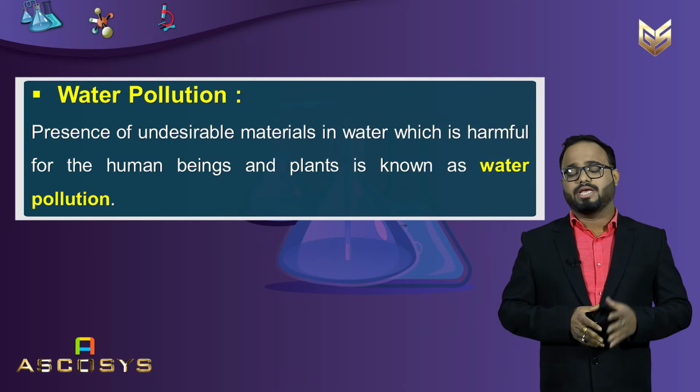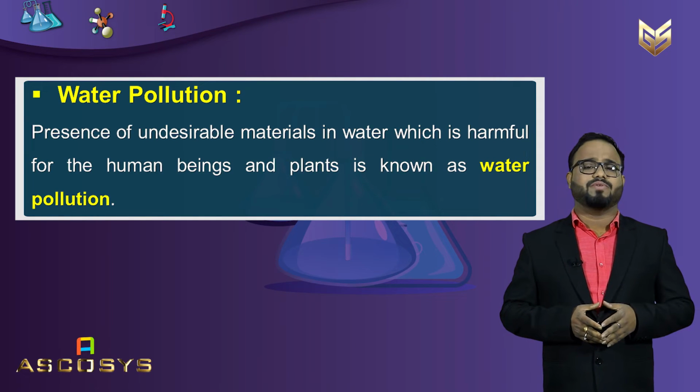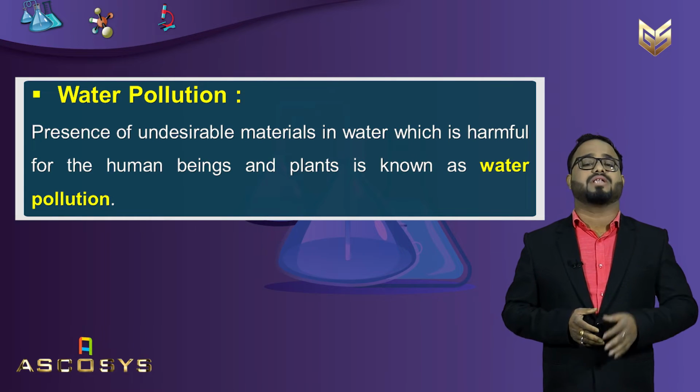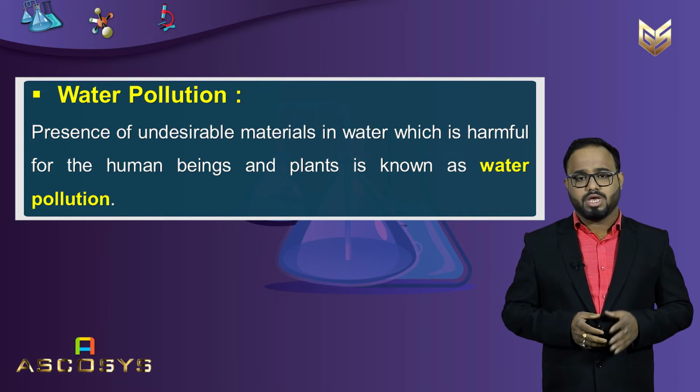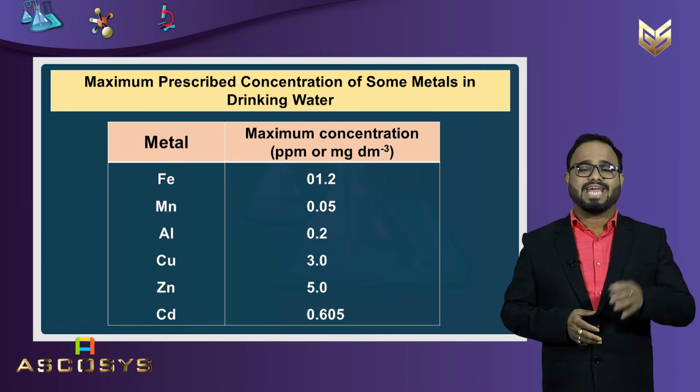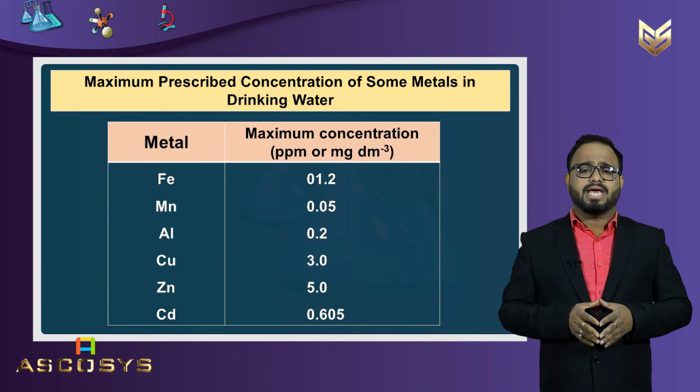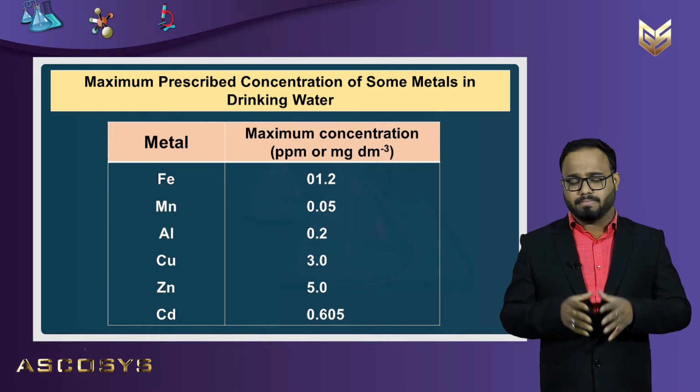Now students, let us see what is water pollution. The presence of undesirable materials in water which is harmful for human beings and plants is known as water pollution. Normal properties of the water can be changed by the presence of these foreign materials. Let us see the maximum prescribed concentration of some metals.